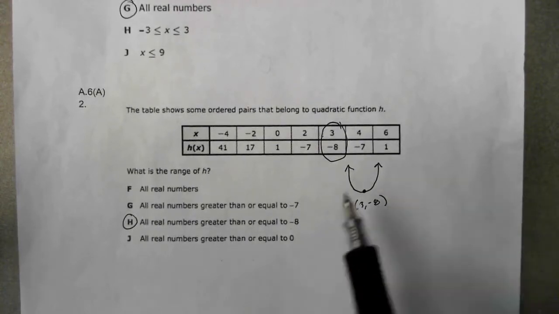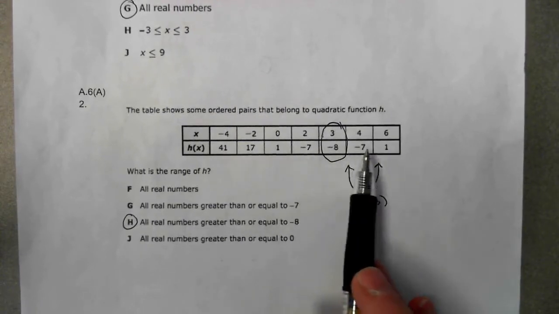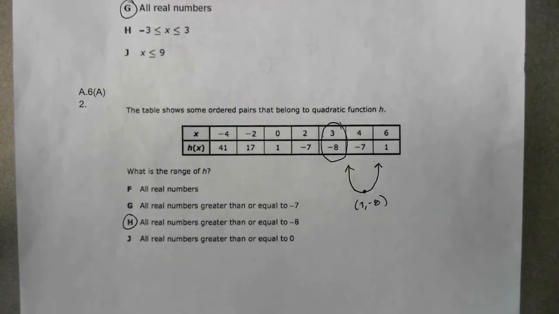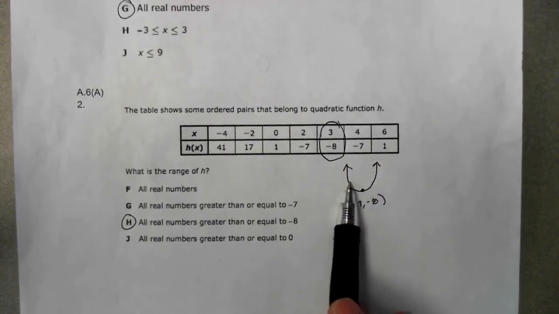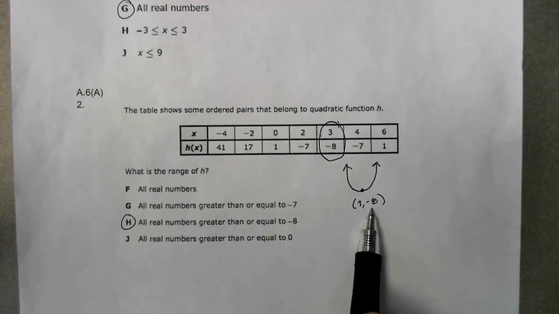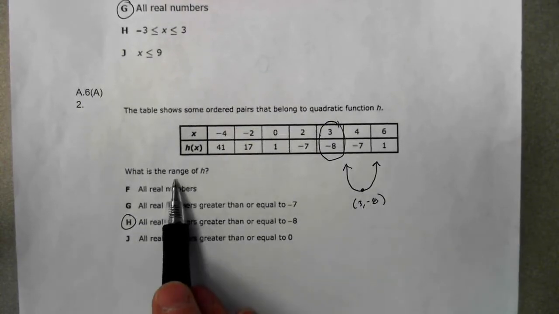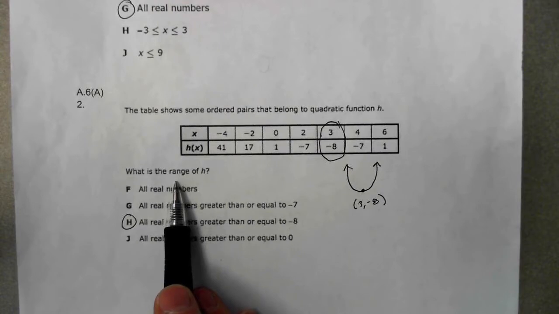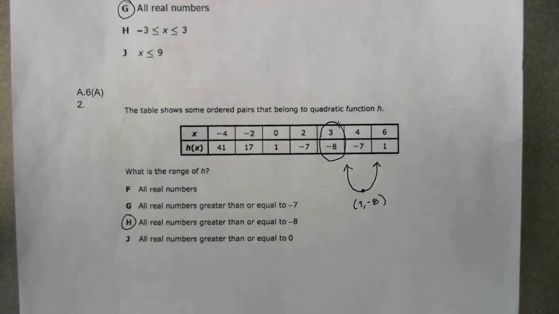Now you can also look at your table right here. This is your vertex, because if you look at the points next to it, it starts repeating. Once it starts repeating, like -7, -7, 1 and 1, that is where it starts curving, either up or down. In this case, it's curving up, so we have 3, -8, that's your vertex. So that means when I create my inequality for my range, that's their lowest point. So all numbers can equal -8 or also be greater than -8.